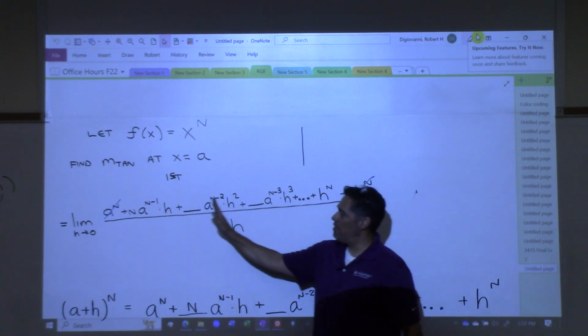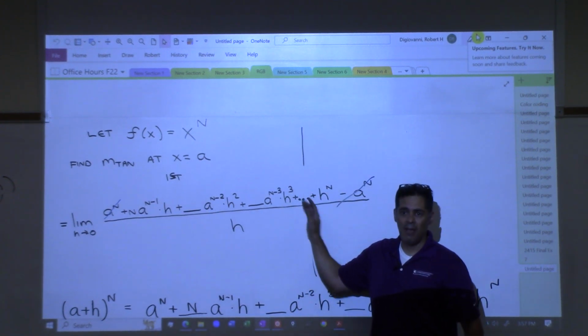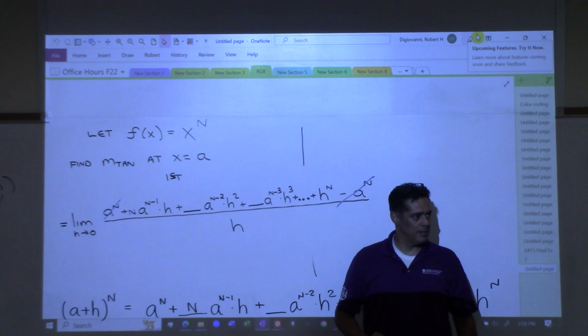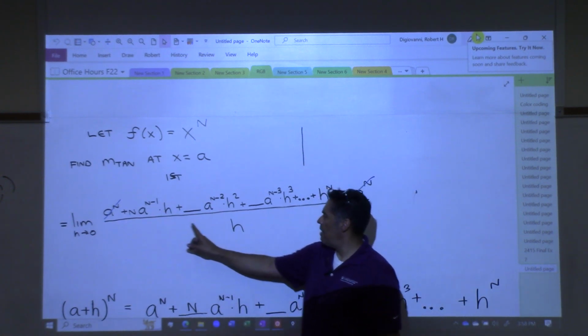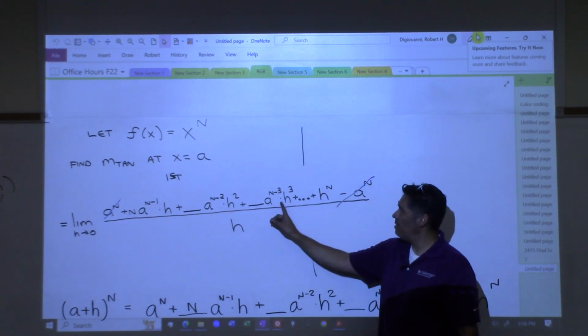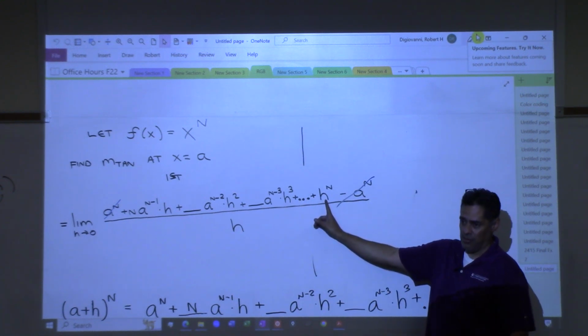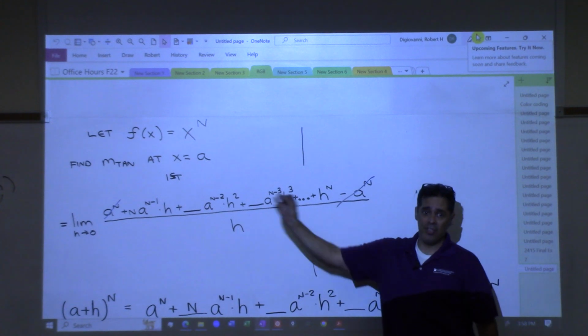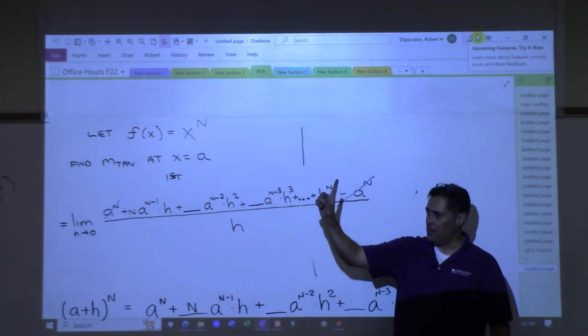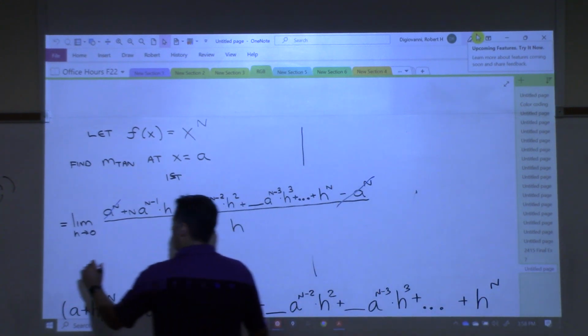Every single one of these terms that's left has an h, right? That has an h, that has 2 factors of h, this has 3 factors of h, all the way down to the very last one, which has n factors of h. So do you all agree I can pull a GCF out? Yes. I can pull a single h.